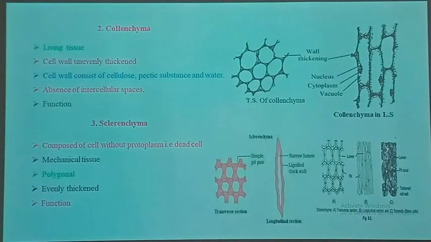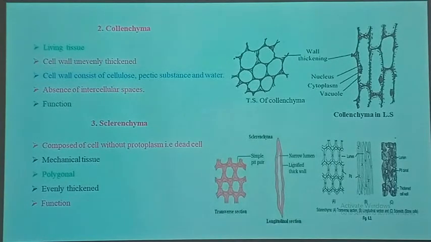The second type of living simple permanent tissue is collenchyma. It is like parenchyma but differs in one character, that is the cell wall. The cell walls are thick, unevenly thickened due to extra deposition of cellulose and pectin, and therefore the intercellular spaces are absent. The function of collenchyma cells is to give mechanical support and tensile strength to the plant organ.